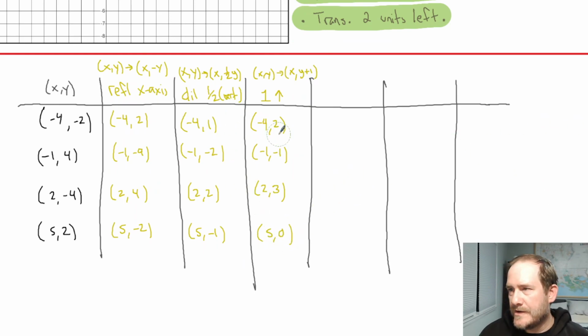That handles all the transformations in the y direction. We reflected, so the signs changed. We dilated by 1/2, so they all got chopped in half. Then we went 1 unit up, so I added 1 to all the y's.